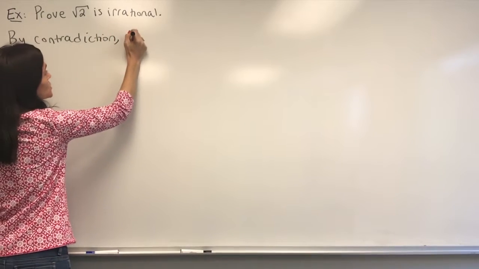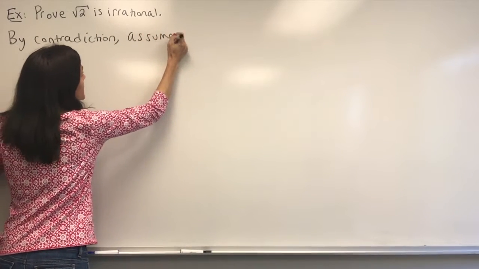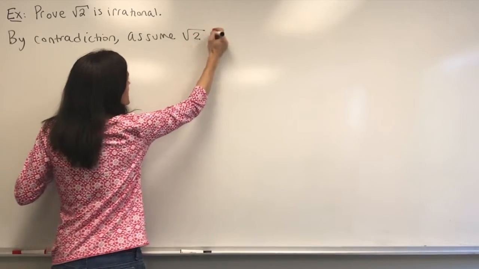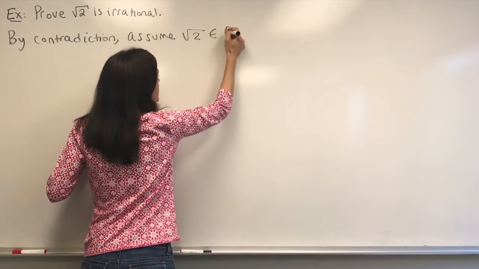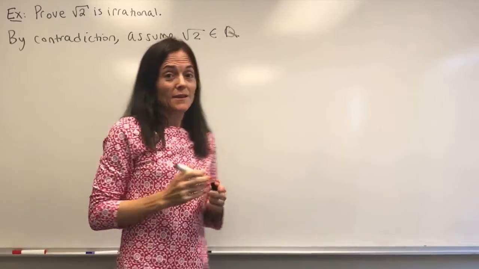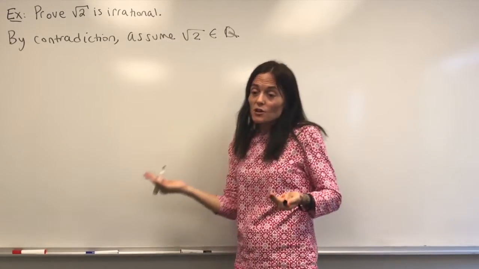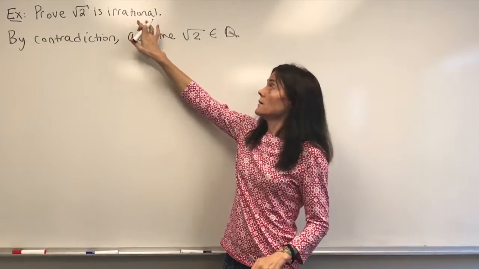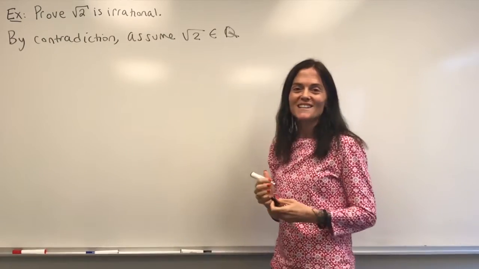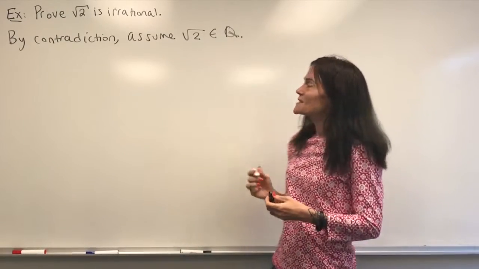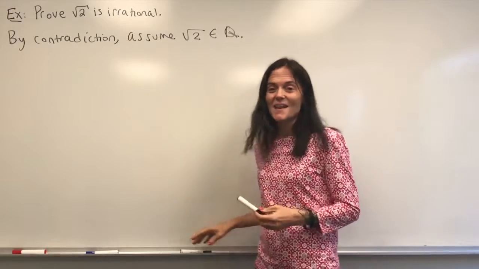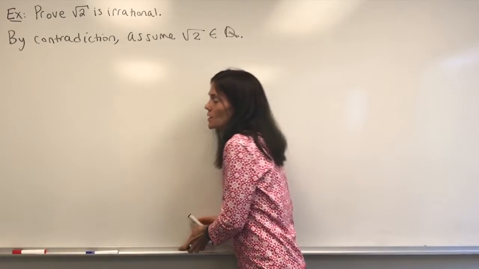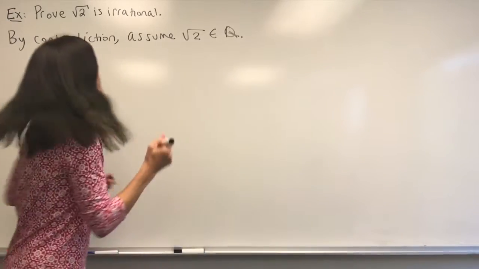Okay, well, we assume the square root of 2 is an element of Q. Now, every real number is either rational or irrational, and if you're not irrational, then you are rational. And Q is our symbol for rational numbers, as we have discussed. Okay, very good. Well, we need to unravel what this means.